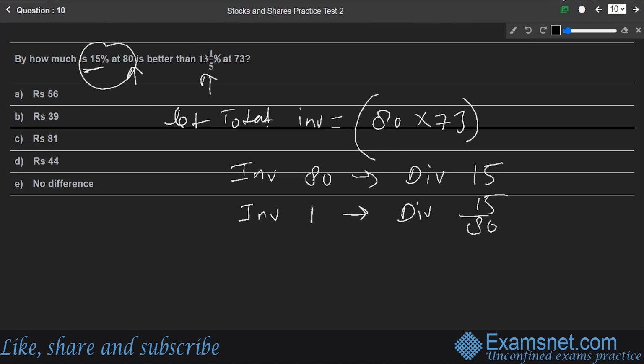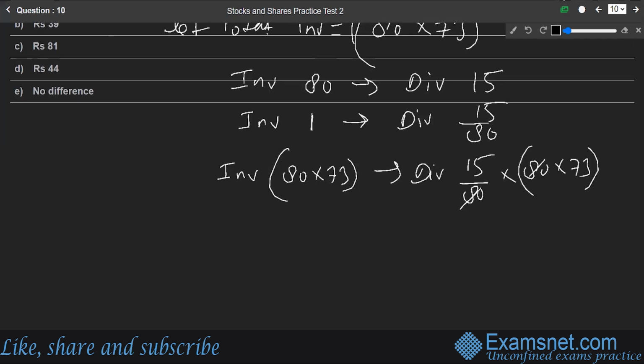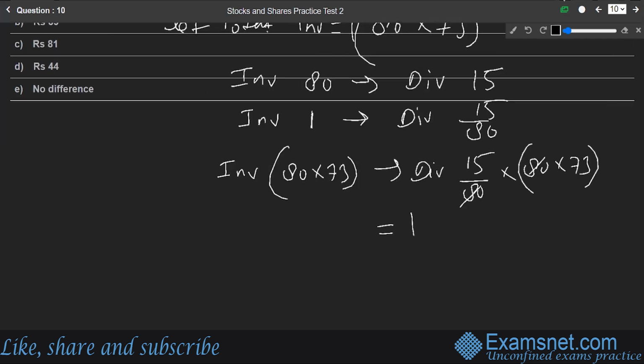But how much have you invested? You have invested 80 into 73. So we're going to use the unitary method. The dividend will be 15 by 80 into 80 into 73. That will be the ultimate dividend. 80 and 80 get cancelled, and you get 15 into 73. If you solve this, the product comes out to be 1095. So that is the dividend of the first scheme, 1095. We'll keep it aside.